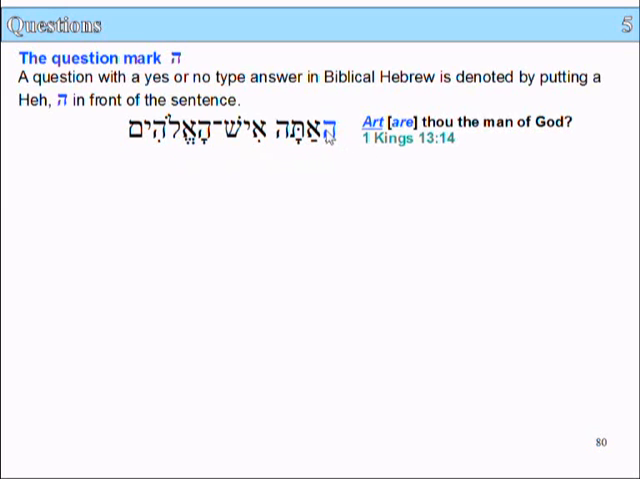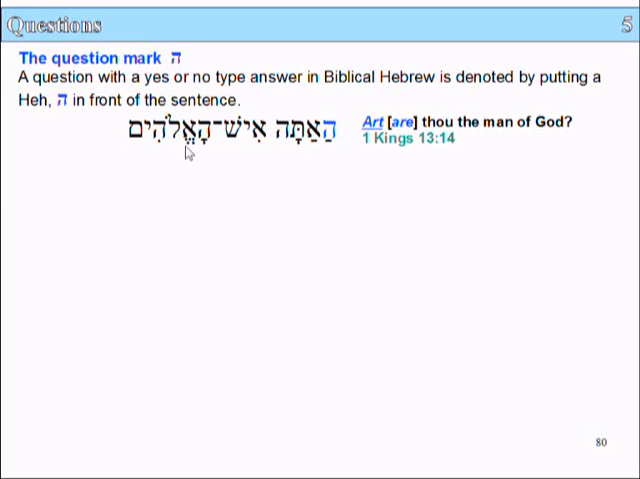Now the hey cannot be confused with the hey that's also used to denote the. If you remember previous lessons, the hey in front of a word means the. Now we can easily tell that this does not mean the, because it doesn't make sense if it says the. Otherwise it would say the you are man of the Elohim. So this hey means to denote a question. Are you a man of God?